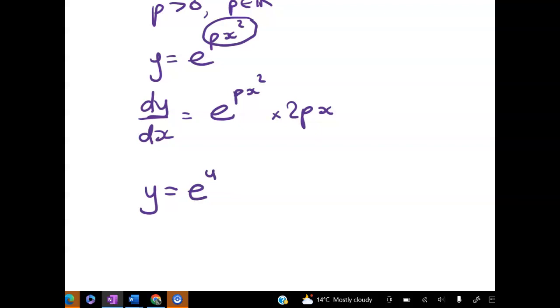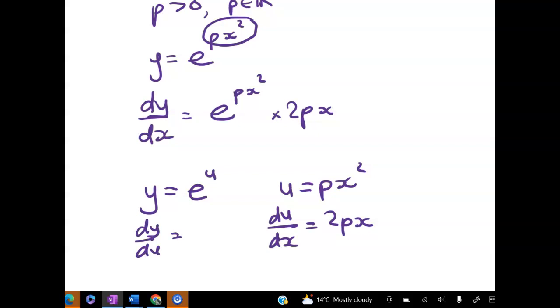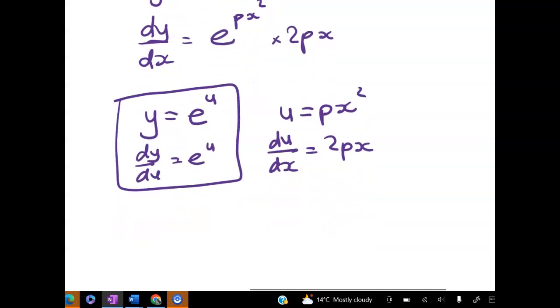So y is equal to e to the power of something, and we'll call that something u. u is equal to px squared. So du by dx is equal to 2px, and dy by du is equal to e to the u. And you can look that one up on your formula sheet if you need to.